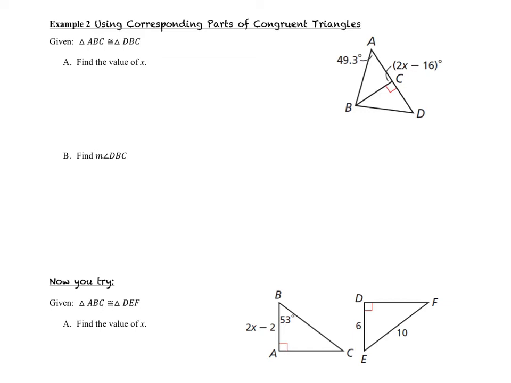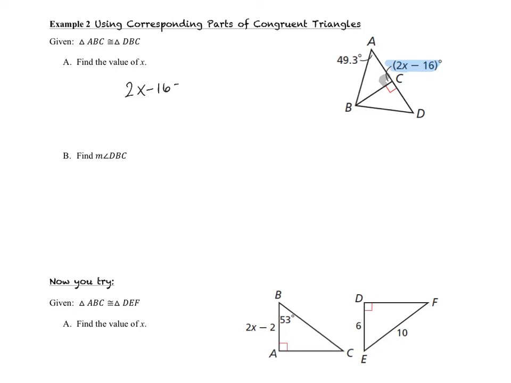Okay, now we're going to use our corresponding parts. So it says that triangle ABC is congruent to triangle DBC. Find the value of x. Well, I see x is right here, so I'm trying to see if I know anything about this angle. Well, I do know that it must be 90 degrees because of the linear pair right here. So I can just set that equal to 90 degrees.